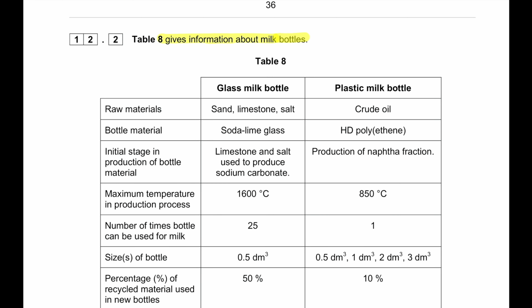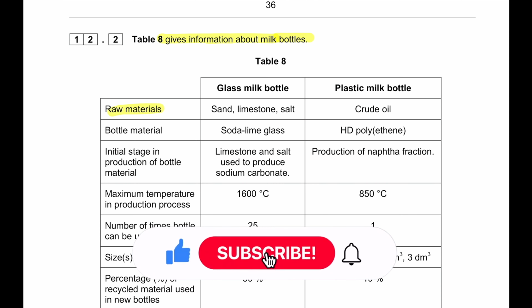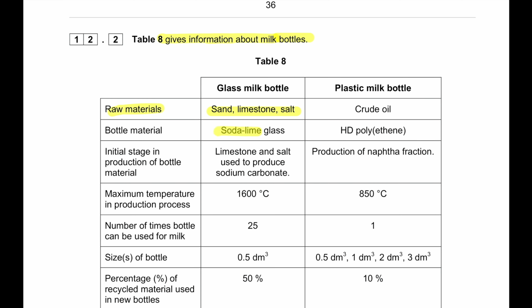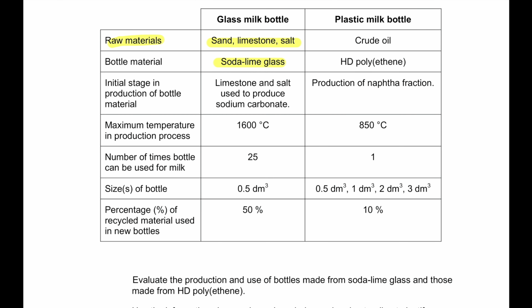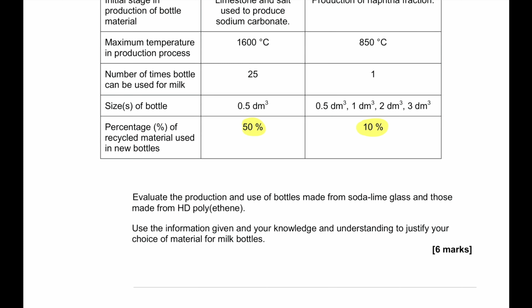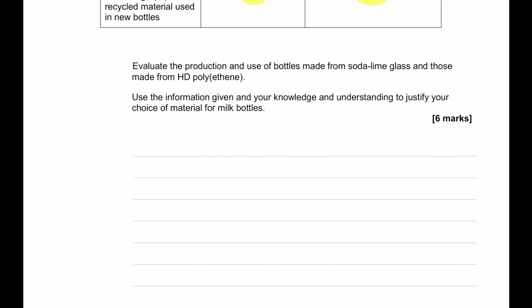Evaluate. It gives the information about milk bottles: raw materials, sand, limestone, salt; bottle material, soda-lime glass; and we can see the percentage of recycled material used in new bottles, 50%. We can see that plastic milk bottles are less recycled, but the bottles can come in many different shapes. Evaluate the production and use of bottles made from soda-lime glass and those made from HDPE or plastic milk bottles.